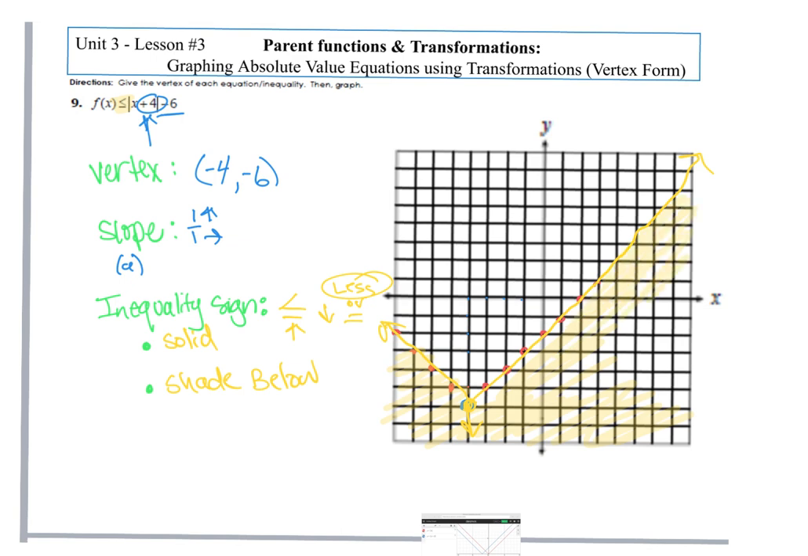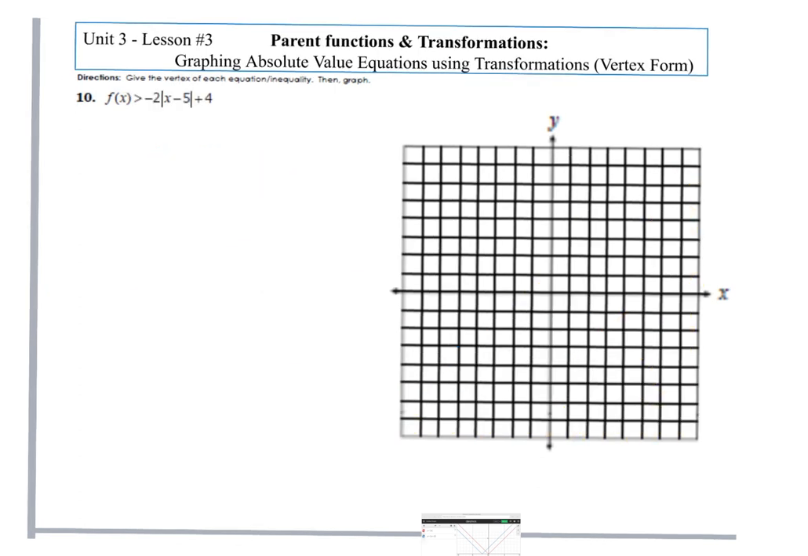So that's, again, the same transformation rules. I was able to get my V on here very quickly by using those transformation and vertex rules, and then using my knowledge about the sign to connect my points, make it solid, and shade below. Okay, last one, number 10.